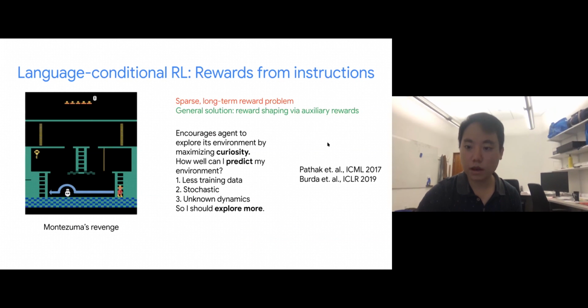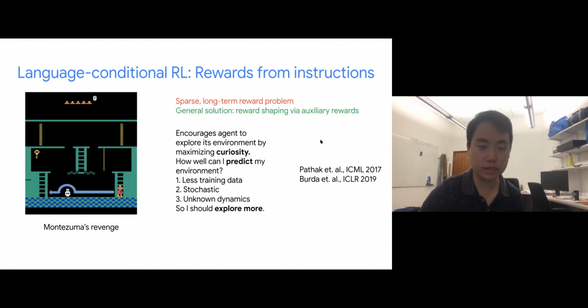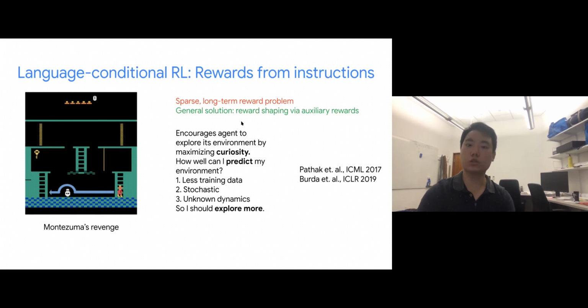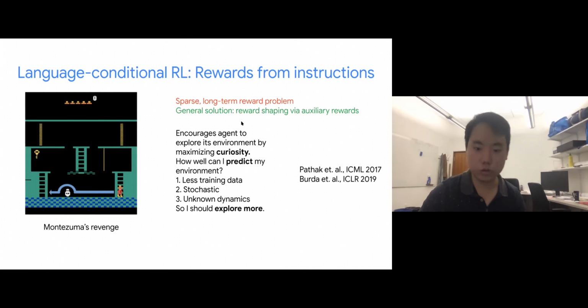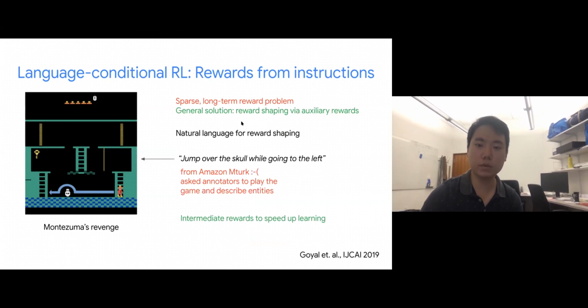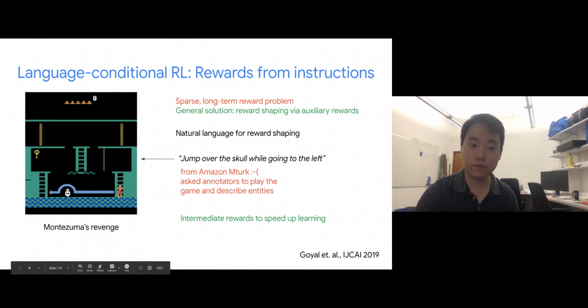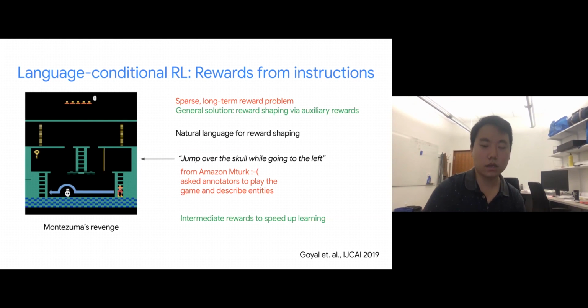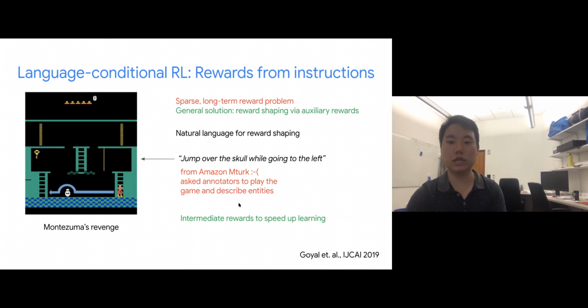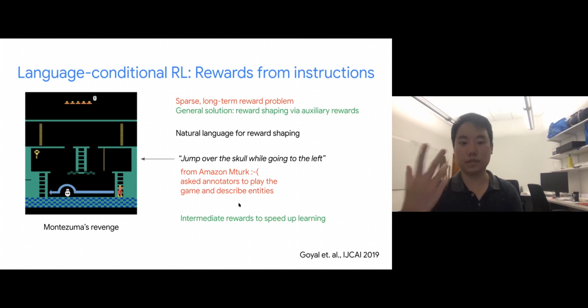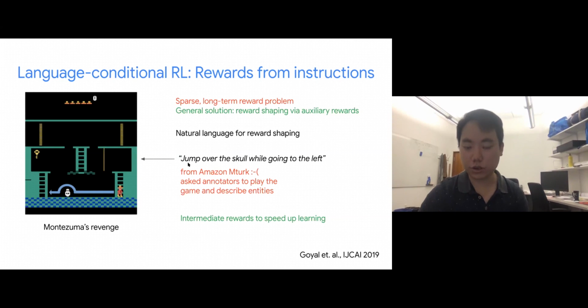Cool. So other methods have also been proposed. I think this is a method that actually gives you more instructions so that you can get more rewards. So for example, you have this Montezuma's Revenge paper. It's a really difficult environment. If you just let the agent explore, it's not going to learn anything. But what you can do is you can get people from Amazon Mechanical Turk to play the game and describe certain entities that you should observe while succeeding. So you actually give instructions like jump over the skull or go to the left.